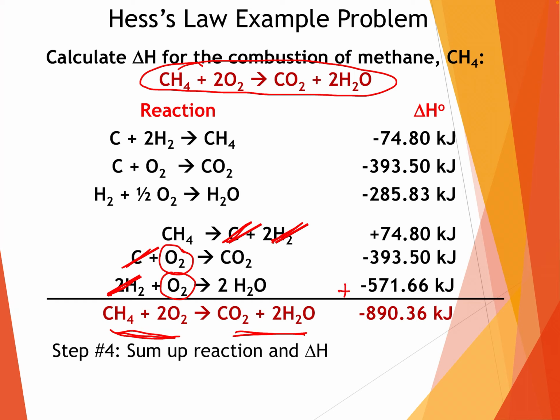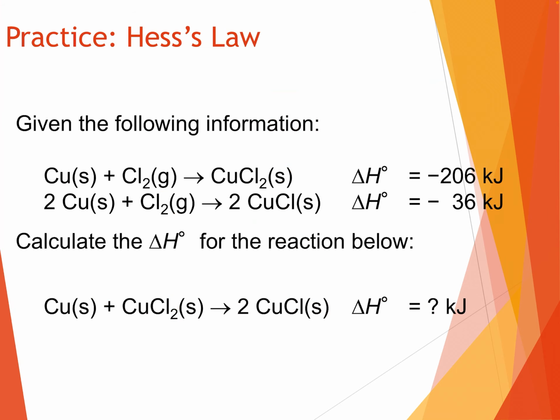So we're going to add that 74.80 plus our negative 393.50 plus our negative 571.66, and when we add those all together, we will get negative 890.36 kilojoules. And so that would be our delta H value for this reaction. Okay? So Hess's law, we need to be able to manipulate these equations in order to equal our overall equation.